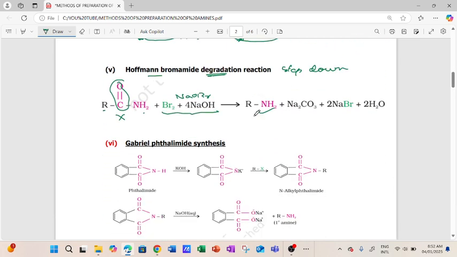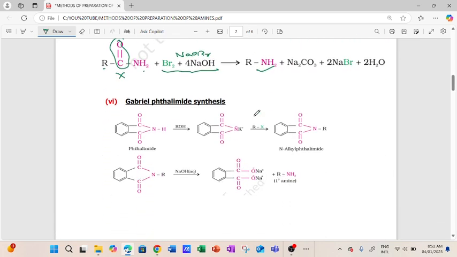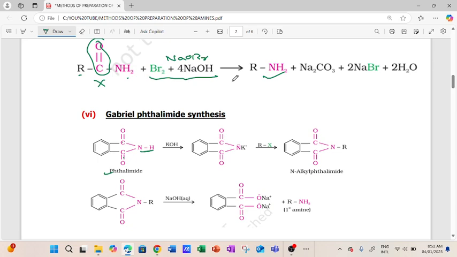Okay, so now the last preparation is Gabriel phthalimide synthesis. In this, we take phthalimide. Phthalimide is the one with the benzene ring, C double bond O, connected through an NH bond. And by adding KOH, we need to add KOH in this.